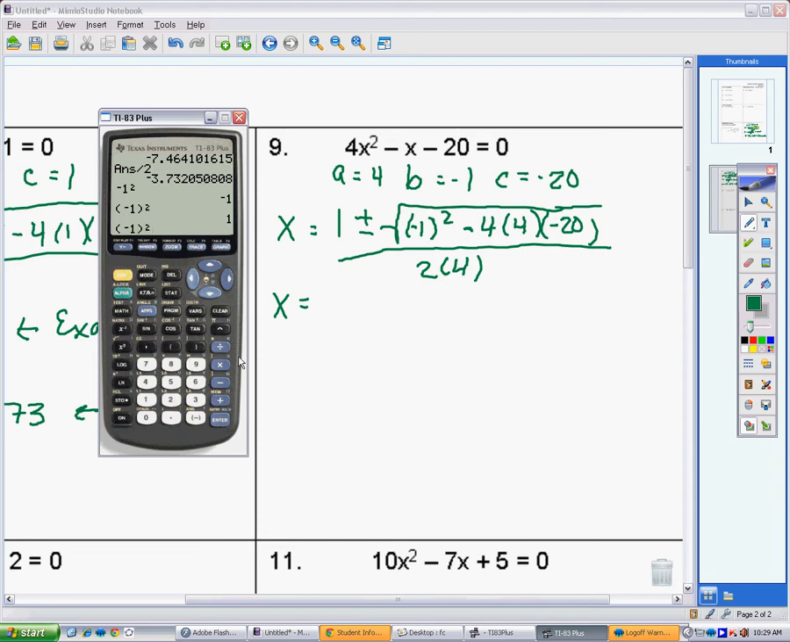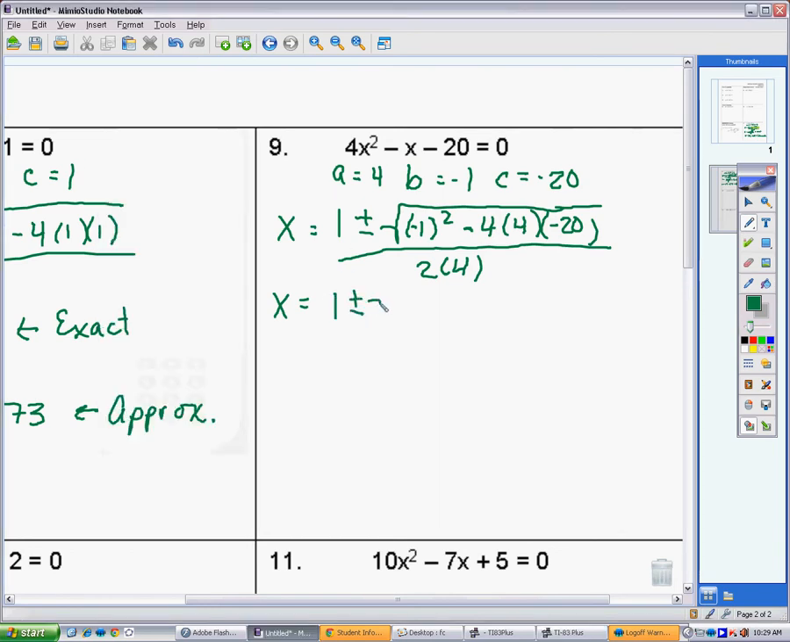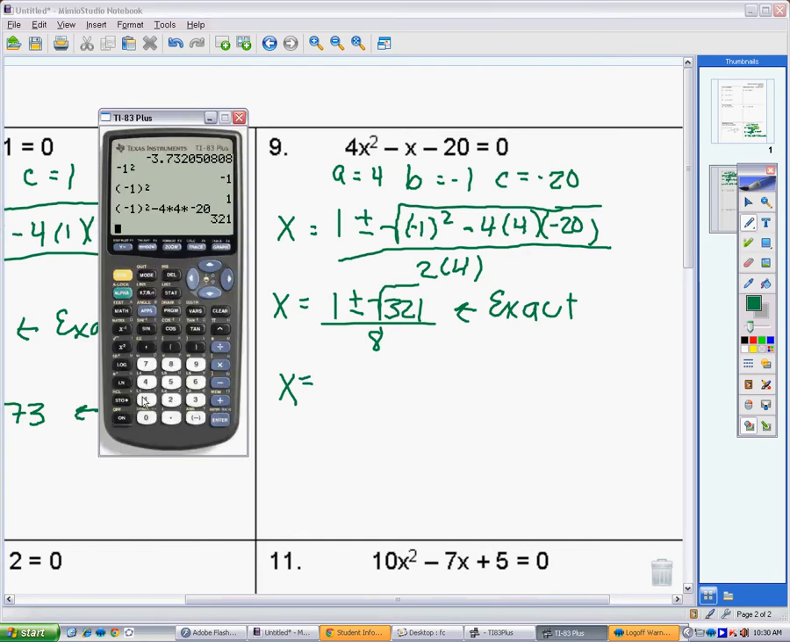Okay, so I have negative 1 squared minus 4 times 4 times negative 20. And I get 321, so I get 1 plus or minus the square root of 321 all over 4 times 2 is 8. So again, this is my exact solution, and then I'm going to go back and find my approximate solutions. I'm going to take 1 plus square root of 321, enter, that's my numerator, divide it by 8.